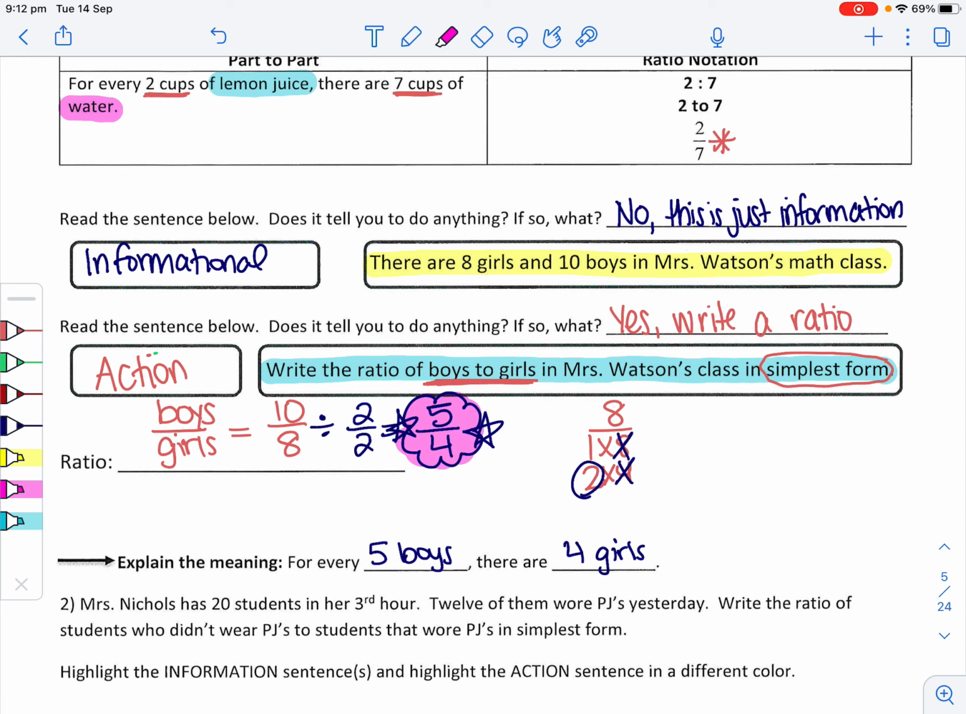I'm using my simplified ratio to explain the meaning. Okay. So now we're going to try another one.